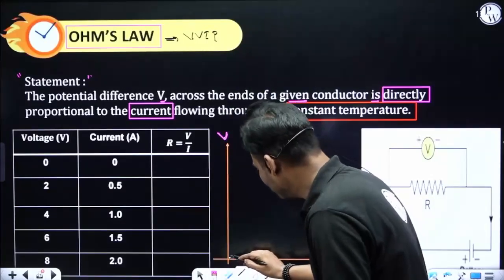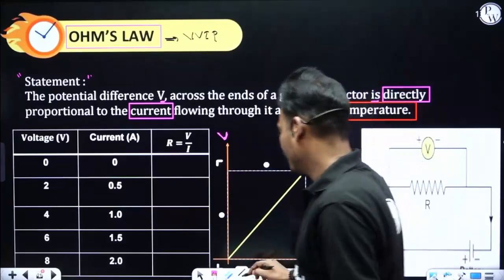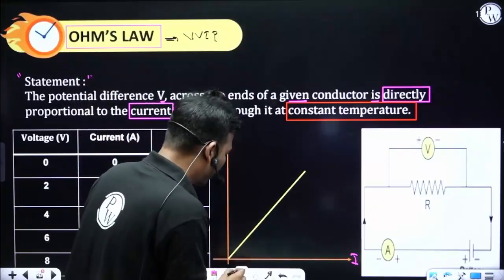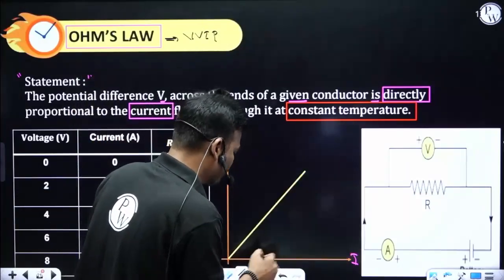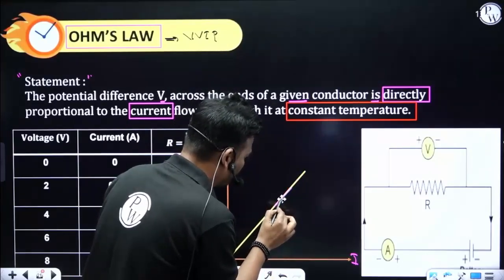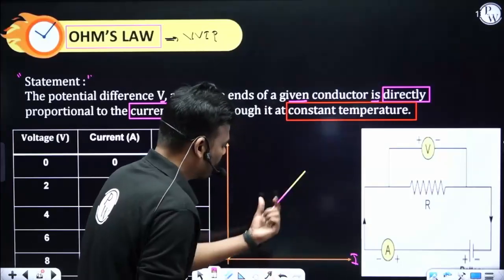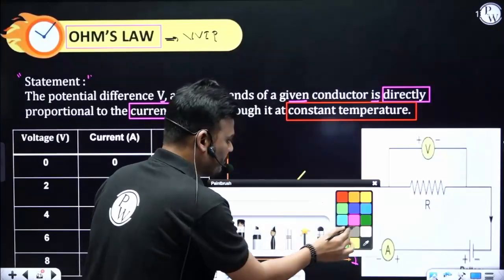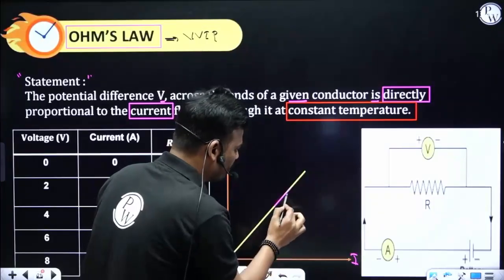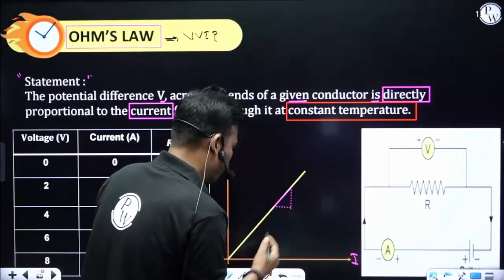Therefore, as it is directly proportional, we can consider this a straight line starting from the origin. Okay, right? So this one gives you the resistance. The slope means, for example, if I consider this part, let me consider any point between any two points. If I consider this one, the slope means change in y-axis and change in x-axis, right? So this is the slope.